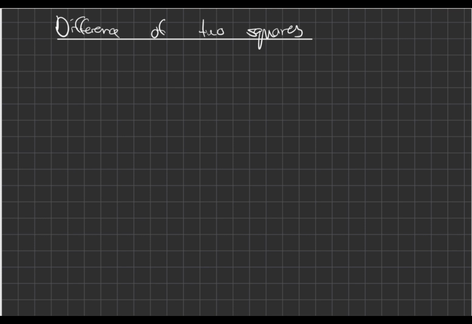Firstly, I want to ask you, what does the word difference mean in mathematics? Okay, it doesn't mean that two things don't look the same. No, it means that we are subtracting one thing from another thing, right? So that's what the word difference means in mathematics.